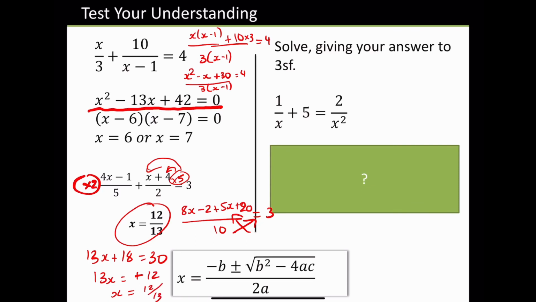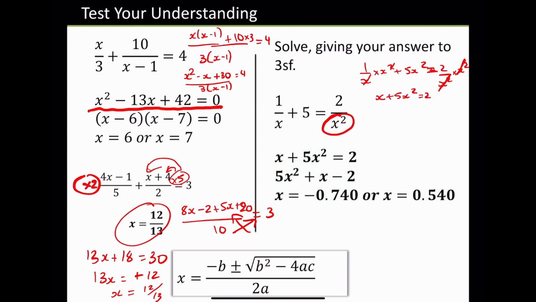So for this question here, okay, what would I do first of all? I would multiply everything by the biggest possible power. So if I multiply everything by x squared, I'm going to have 1 over x times x squared plus 5x squared plus 2, equals to 2 over x squared times x squared. Now, why have I done that? I've done that in order to be able to get rid of the fractions. And I'm going to be left with x plus 5x squared equals to 2. And then I can rearrange and solve that by using the quadratic formula.